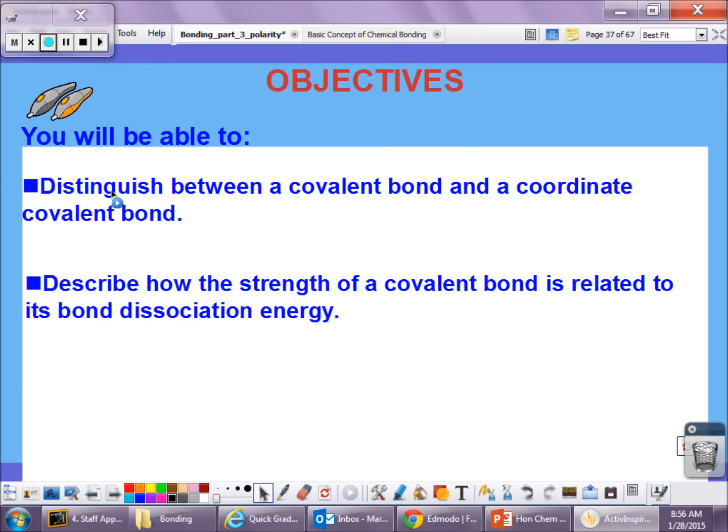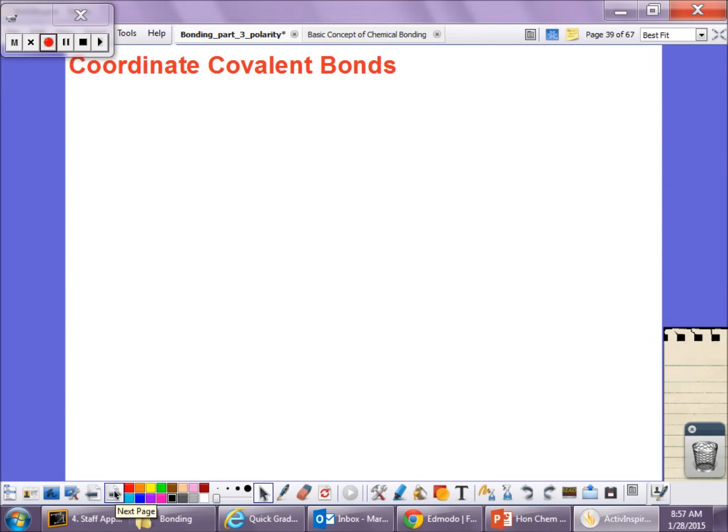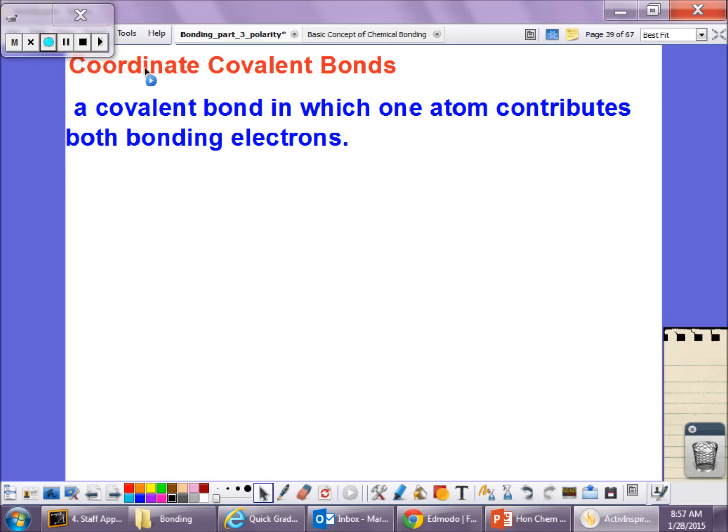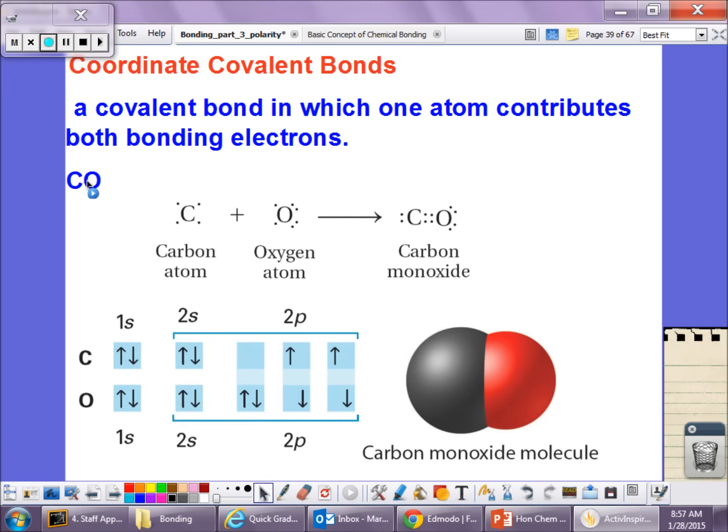We will also describe how the strength of a covalent bond is related to its bond dissociation energy. We will identify exceptions to the octet rule. Very important. What are coordinate covalent bonds? Coordinate covalent bonds are covalent bonds in which one atom contributes both bonding electrons. They are sharing, but that pair of shared electrons comes only from one of the atoms.